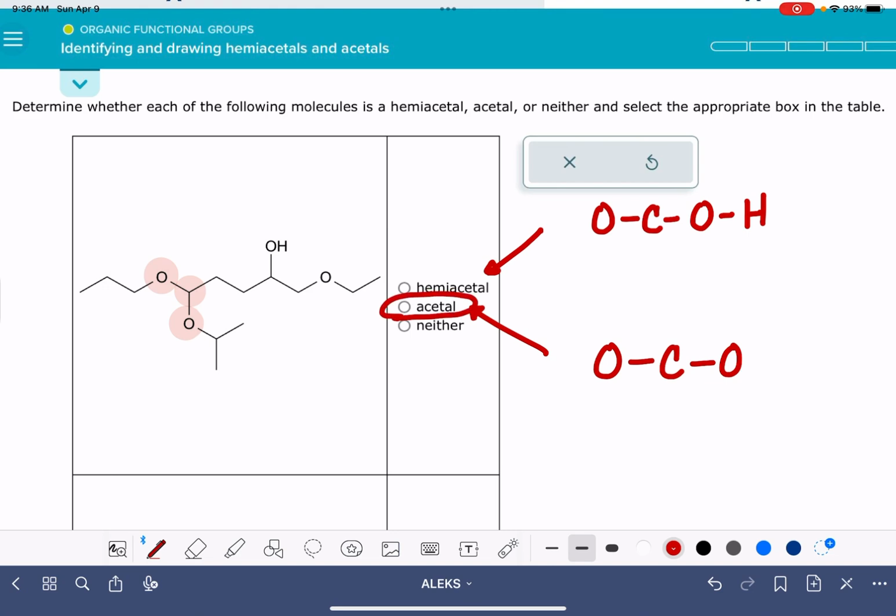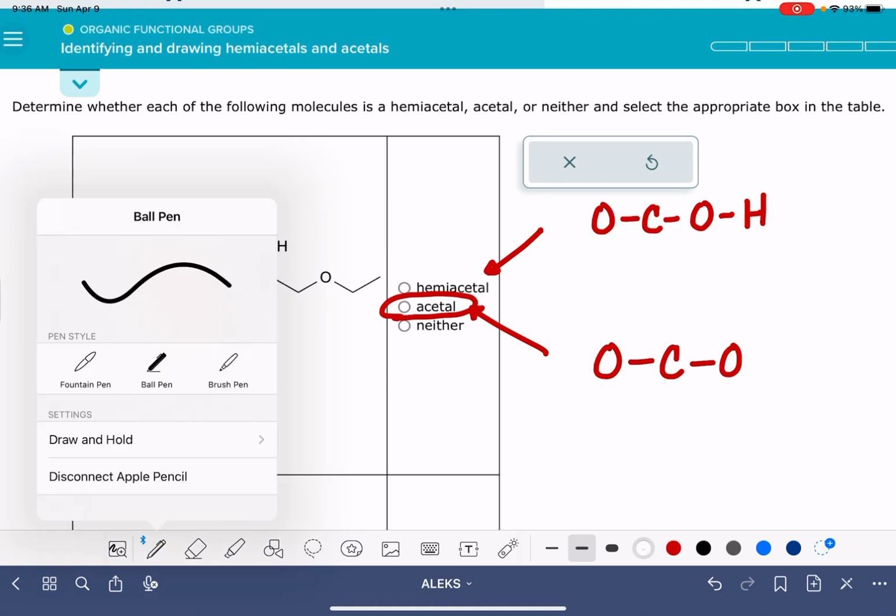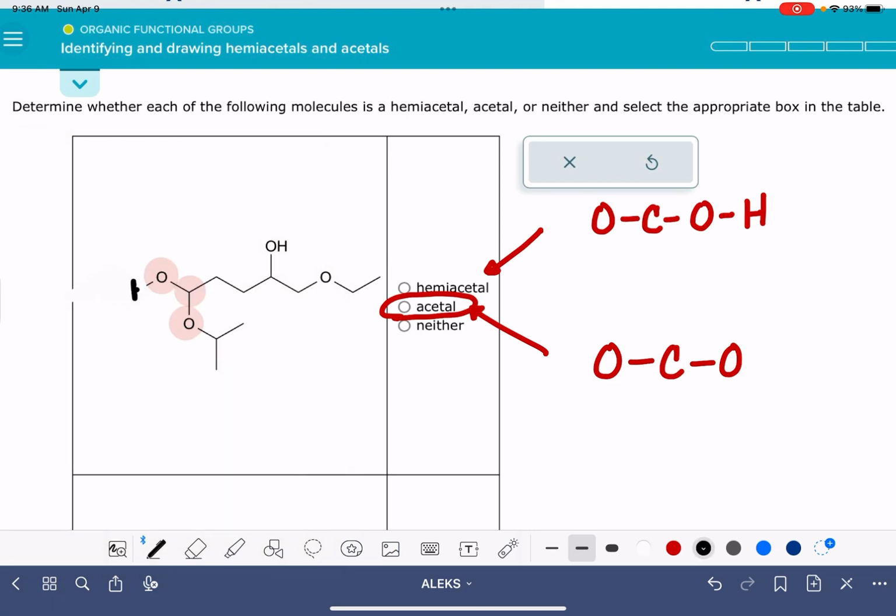Now, just to give you an example of what it could look like if it was a hemiacetal, I'm just going to erase part of the molecule. If it looked like that, then it would be a hemiacetal, because one of the oxygens would have a hydrogen attached directly to it.